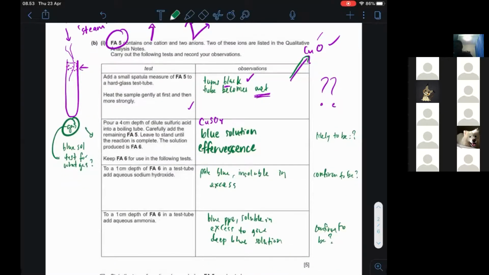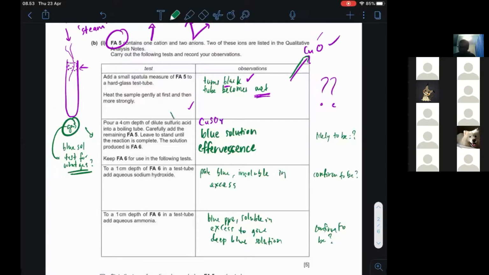And when I have effervescence, I'm going to test for what gas. This is very important. I'll ask again, Elvin, you do have effervescence over here. What kind of gas do you think might be here?